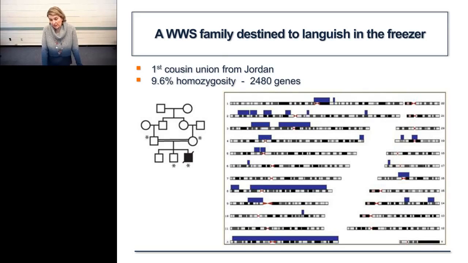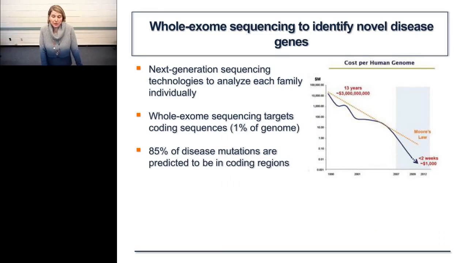So it's a tenth of the genome, and so we can only focus on that. But of course, 2,500 genes is a large number of genes. We were lucky because when we were analyzing this family, that's exactly when next generation sequencing was coming online. Now it's a normal clinical test, but back at that time, we were some of the first groups to use it. And you could do whole-exome sequencing, which targets only the coding sequences of the genes. It's 1% of the genome.